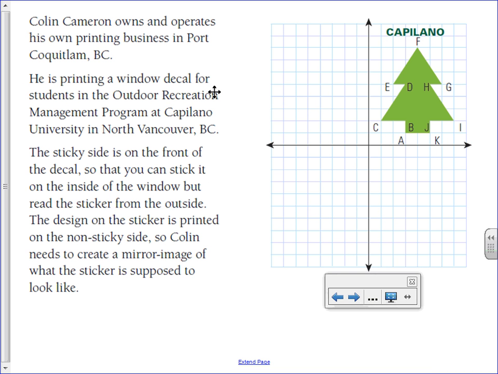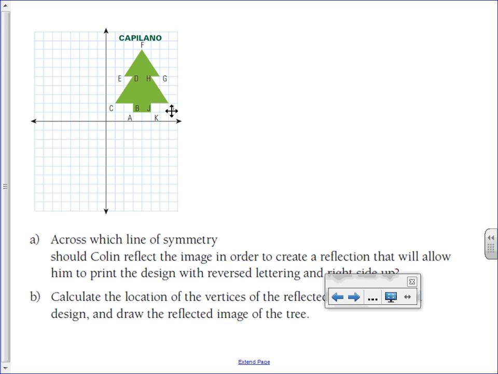Just another example of a question. This is talking about a logo for Capilano, which is an outdoor recreation management program in BC. And they want to take that logo and print it off so that you can put it onto a vehicle window. The problem is when you go to print something and put it onto a sticker, it would be backwards. So they have to create kind of the reflected image of this. And in order for you to do that in this situation, you would actually have to reflect it over the y-axis to create a new picture on the opposite side with the letters being backwards.